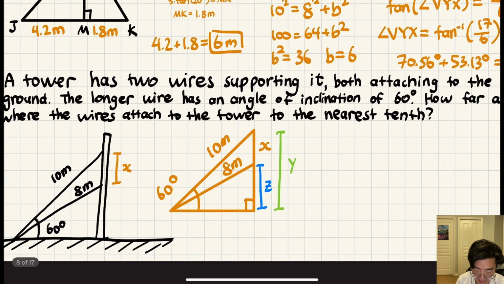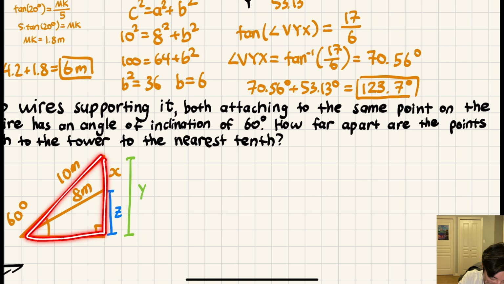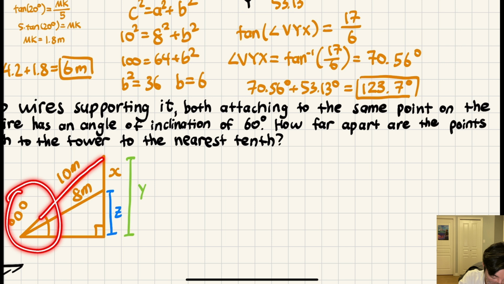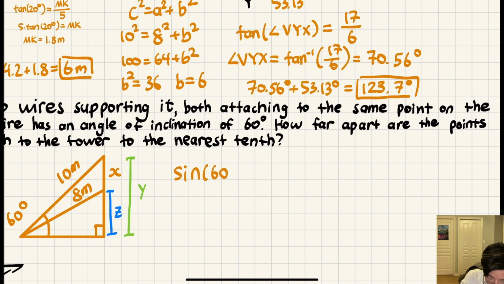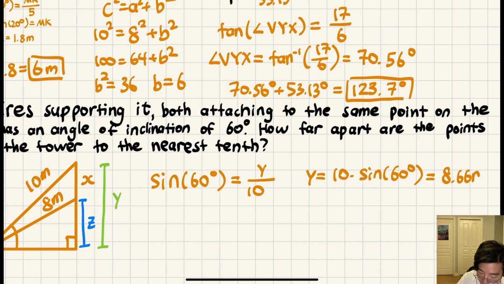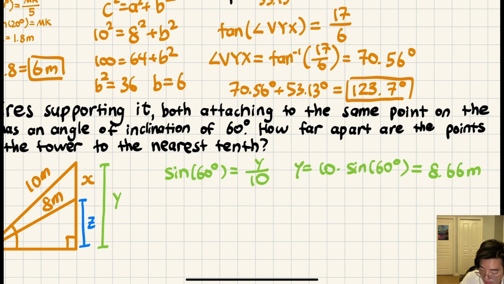Now in order to do that, first of all, we can take this triangle to find the y. We know that we have an angle of 60 here with a hypotenuse of 10, and the y here is the opposite. So we'll use sine in this case. So sine of 60 is the opposite, which is y, over the hypotenuse, which is 10. And to find y, we just multiply 10 by sine of 60 to get 8.66 meters. Let's do this in a different color. Different color, same answer, 8.66 meters. So that's how tall this entire tower is.